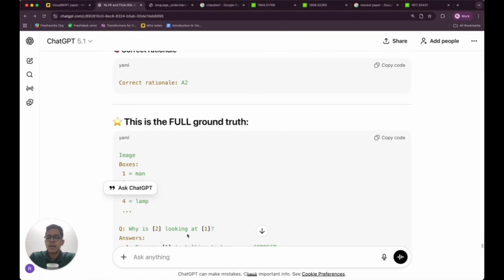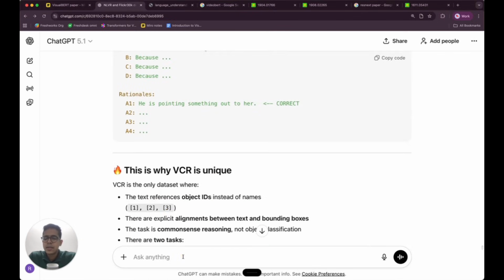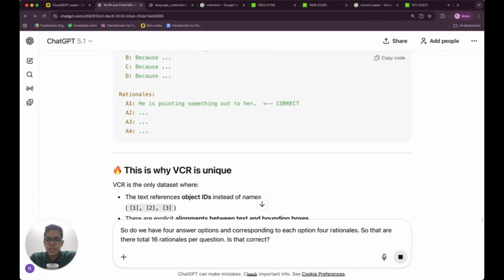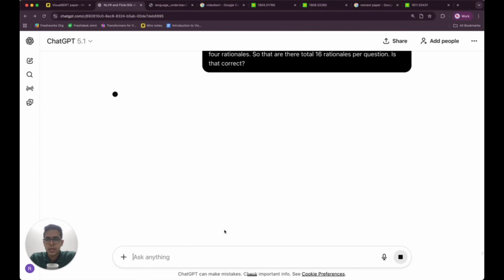Okay, so just to understand, do we have 4 answer options and corresponding to each option 4 rationales? So are there a total of 16 rationales per question? Is that correct? I just want to understand if this is actually correct or not.